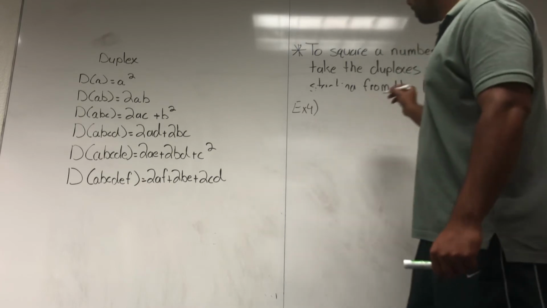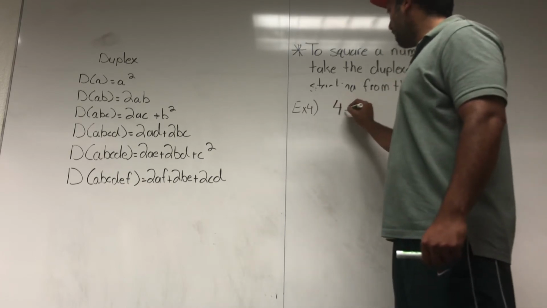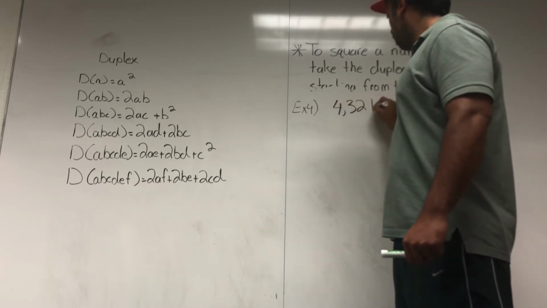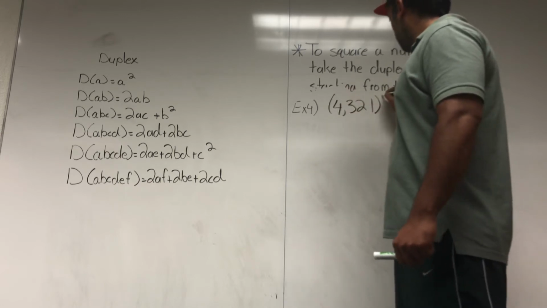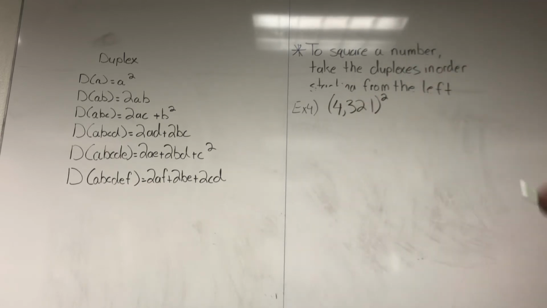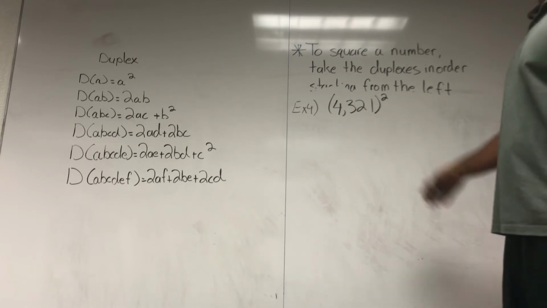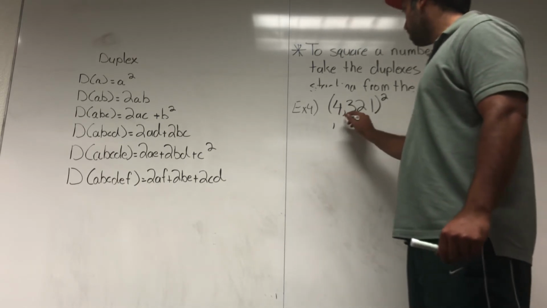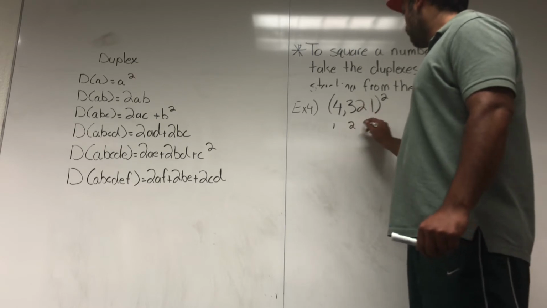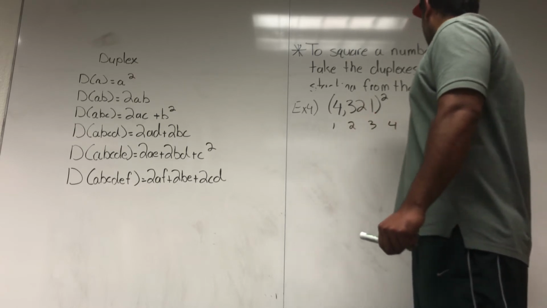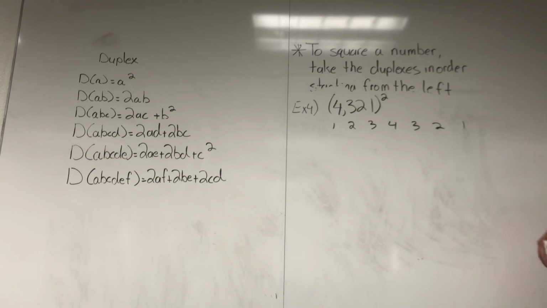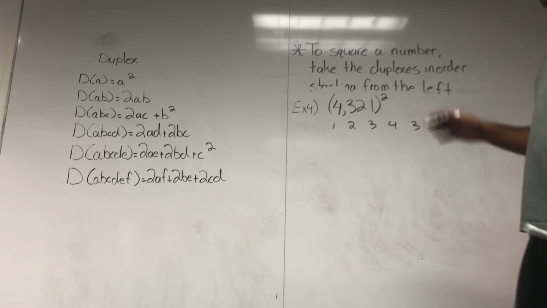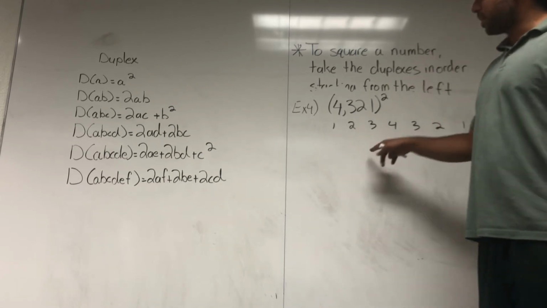Let's find 4,321 squared. The whole point of this is to do this efficiently and quickly, so you don't have to write all the duplexes, but I'm going to show this work. I'm going to say 1, 2, 3, 4, 3, 2, 1. It's going to have that pattern right there, okay? So I'm not going to write the duplexes, I'm just going to keep track of it.